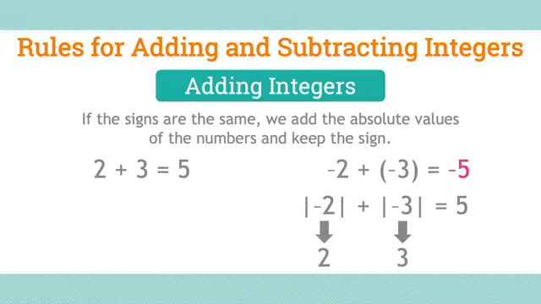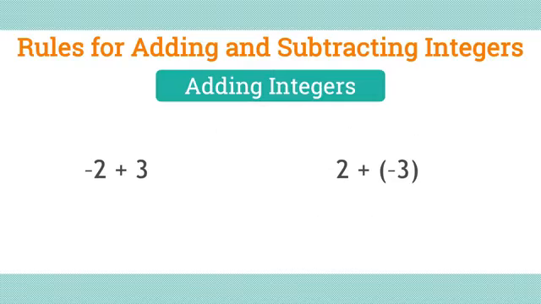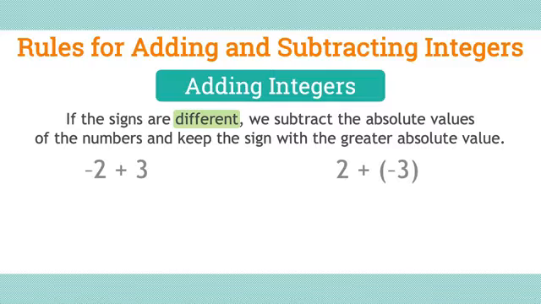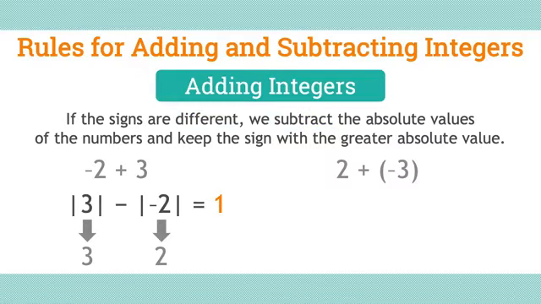Sometimes when we add integers, the signs are different, like these problems. If the signs are different, we subtract the absolute values of the numbers and keep the sign of the number with the greater absolute value. That means in the first problem, we need to subtract 2 from 3 to get 1. Then, since +3 has the greater absolute value, the answer is +1. On the other hand, the answer to the second problem is -1 because -3 has the greater absolute value.